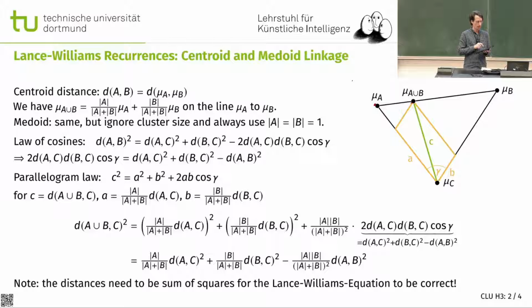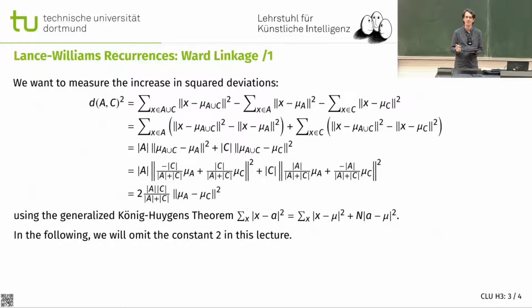Another interesting case is Ward linkage. And I need two slides to prove this. Ward linkage is the increase in squared deviations. It's not directly the squared deviations, but the change. I want to merge those clusters such that my total sum of squares increases the least. So I'm measuring how much worse does my approximation get if I merge clusters.